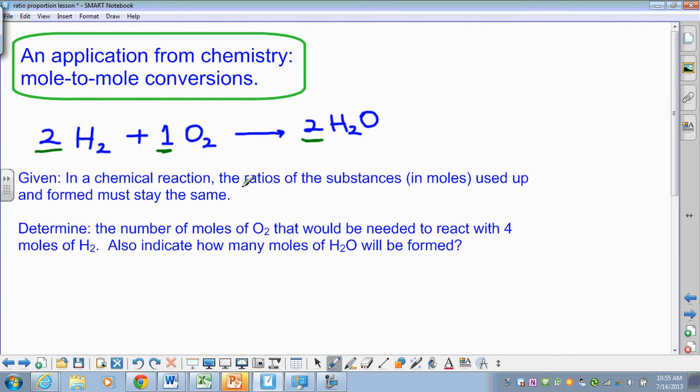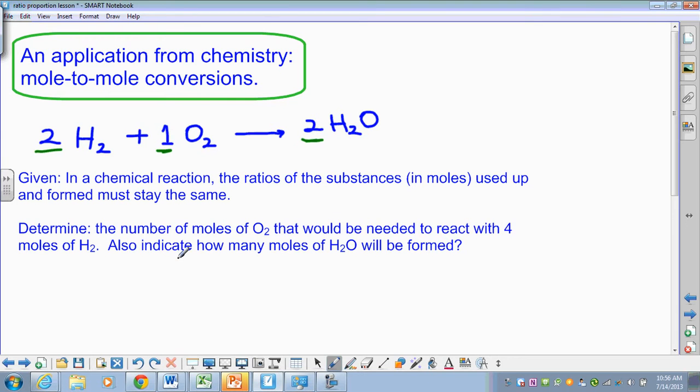And it's given that in a chemical reaction, the ratios of substances in moles used up and formed must stay the same. So these ratios will always be the same. The 2 to 1 to 2 ratio in terms of moles will remain the same. So that means, to answer the question here, determine the number of moles of oxygen that would be needed to react with 4 moles of hydrogen.